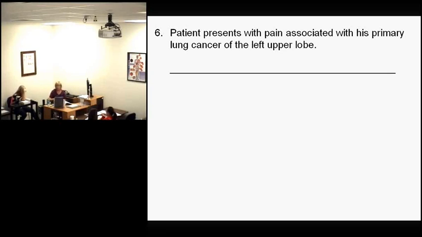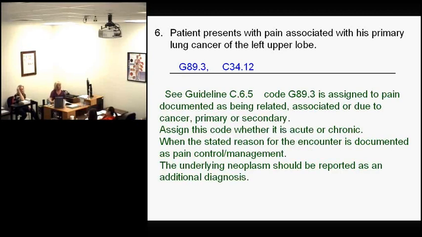All right, do we have it? Yes. G89.3, C34.12. So your guideline says code G89.3 is assigned to pain documented as being related or associated with the cancer, and assign this code whether it's acute or chronic when the stated reason for the encounter is documented as pain control management. And then you code the underlying neoplasm. We all got it? Good.